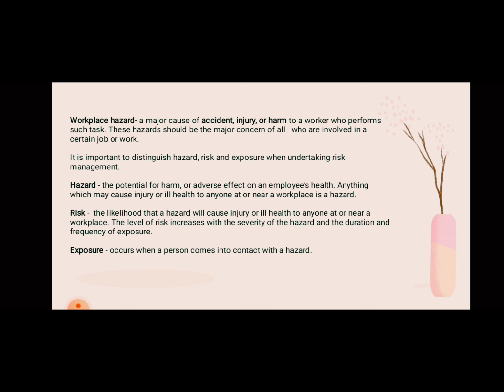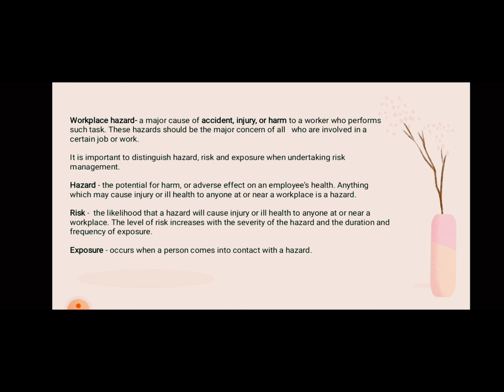It is important to distinguish hazard, risk, and exposure when undertaking risk management. So, what is hazard? Hazard is the potential for harm or adverse effect on an employee's health. Anything which may cause injury or ill health to anyone at or near a workplace is a hazard.